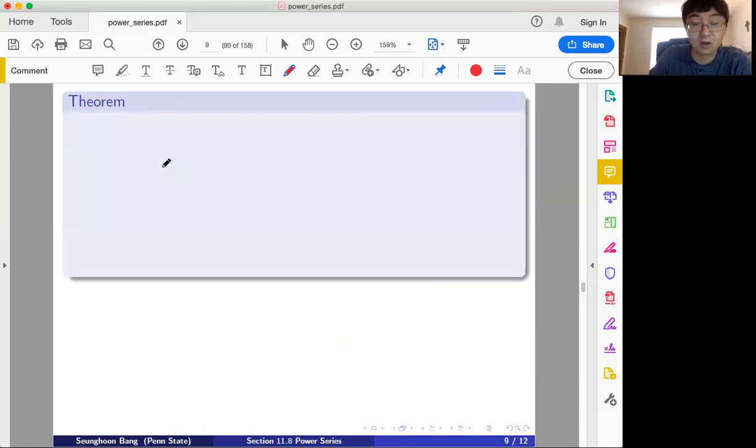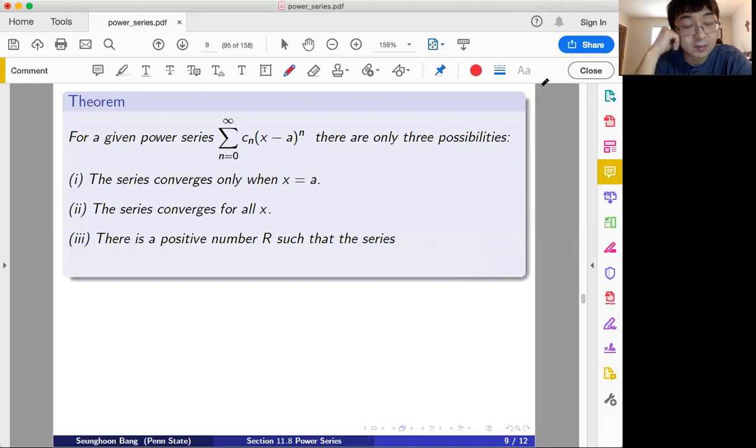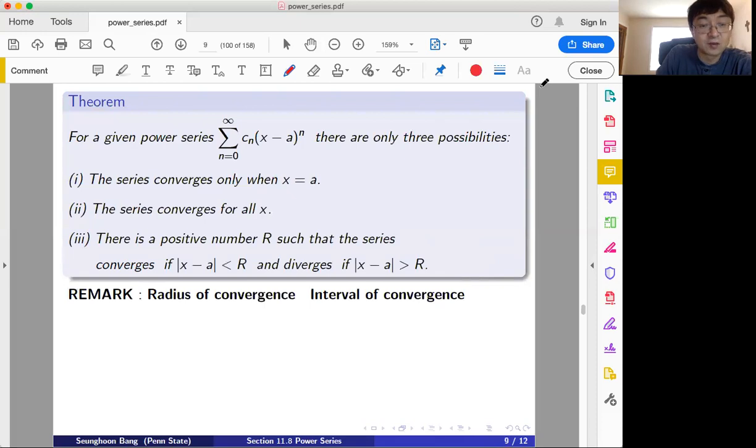We have one important theorem here. For a given power series, summation from n equals 0 to infinity, c sub n times (x minus a) to the power n, there are only 3 possibilities. First, the series converges only when x equals a, the center. Second, the series converges for all x values. Last, there is a positive number R such that the series converges if the absolute value of x minus a is less than R, and diverges if the absolute value of x minus a is greater than R. In this case, we can define the radius of convergence.